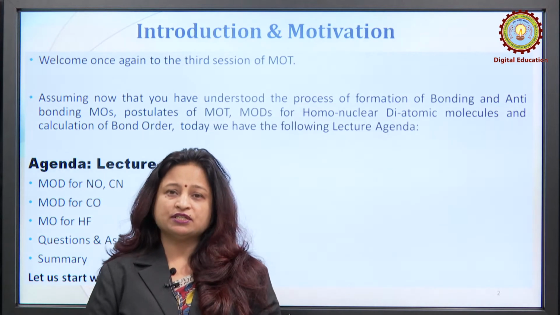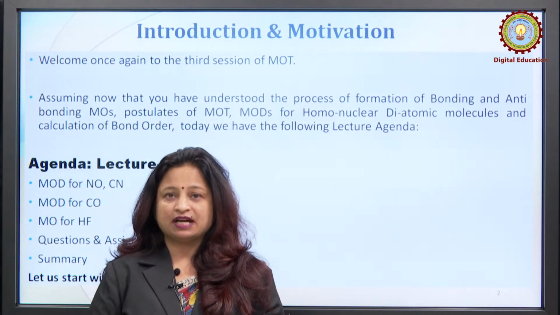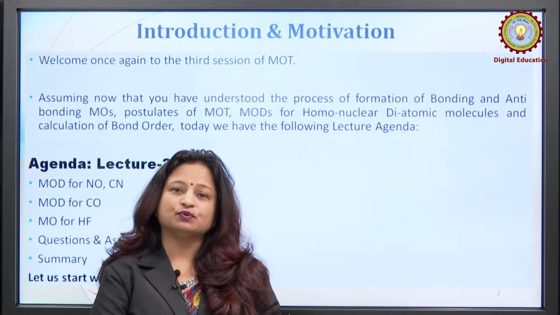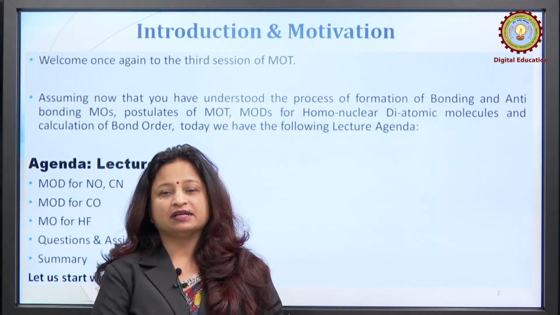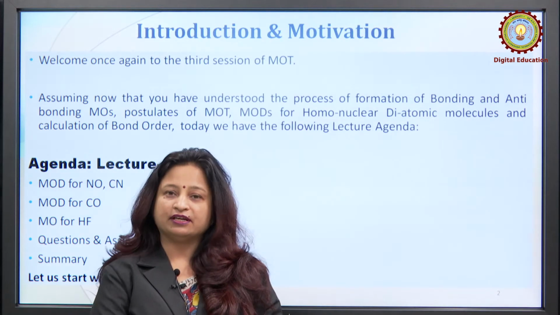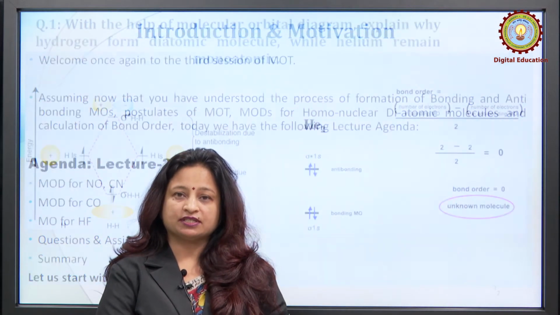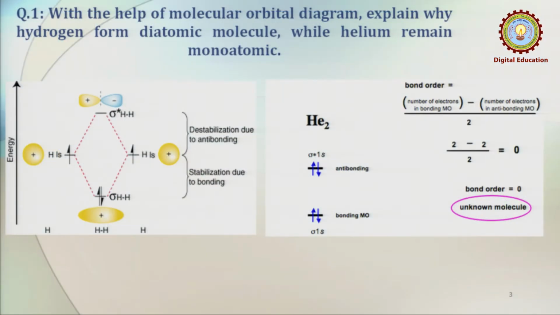So, in continuation to our previous two sessions, let us come to the topic related to the formation of molecular orbital diagrams for heteronuclear diatomic molecules. So, students, let us start with two questions first. You can see that this question states that with the help of molecular orbital diagram, explain why hydrogen forms a diatomic molecule while helium remains monoatomic.